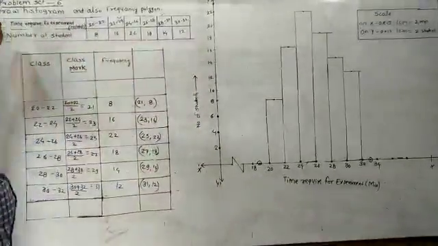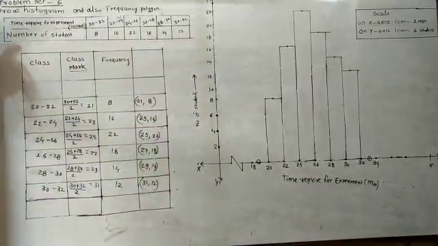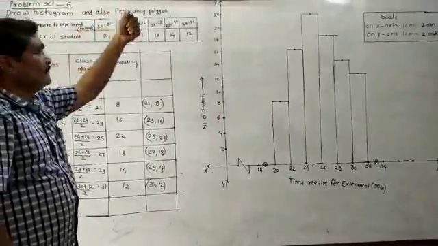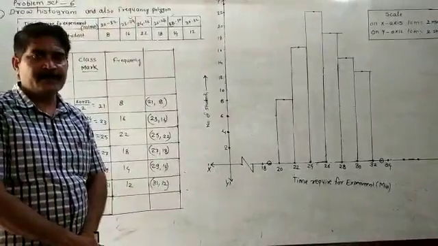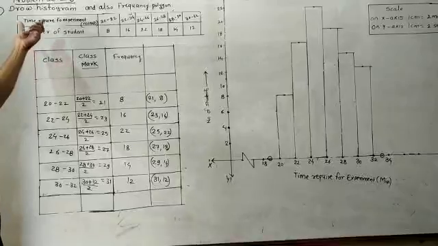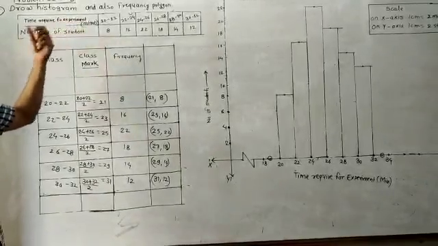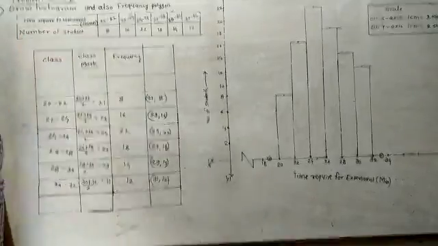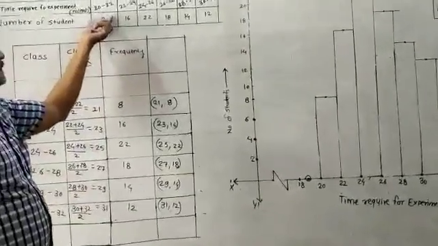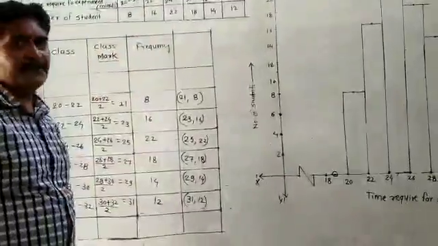Example number 11. Draw the histogram and also the frequency polygon of the given data. The data is given like this: the time required for completion of the experiment by the students in minutes, and the number of students. It means 8 students required the time between 20 minutes and 22 minutes.